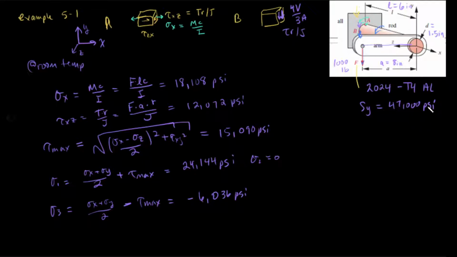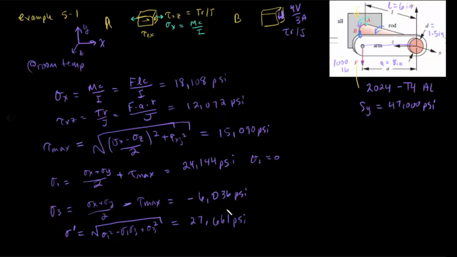All right, so now I have everything that I need to look at the von Mises effective stress, and we know that this aluminum is a ductile material. So we can calculate our effective stress, sigma prime, from our von Mises equation that we derived earlier. We have the square root of sigma 1 squared minus sigma 1 times sigma 3 plus sigma 3 squared, and that equals 27,661 psi.